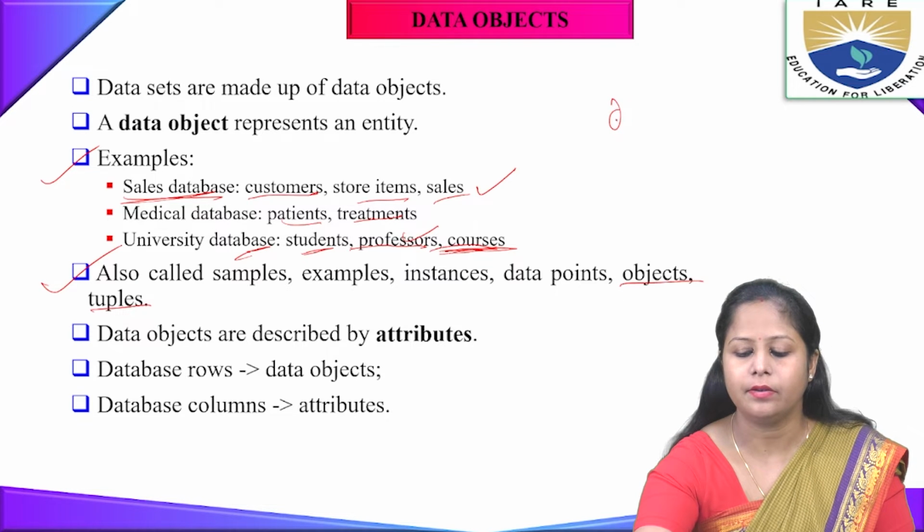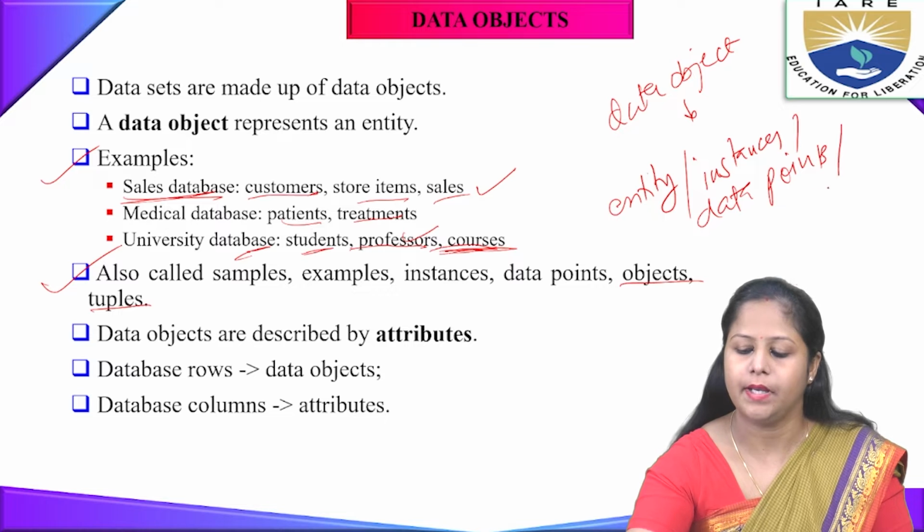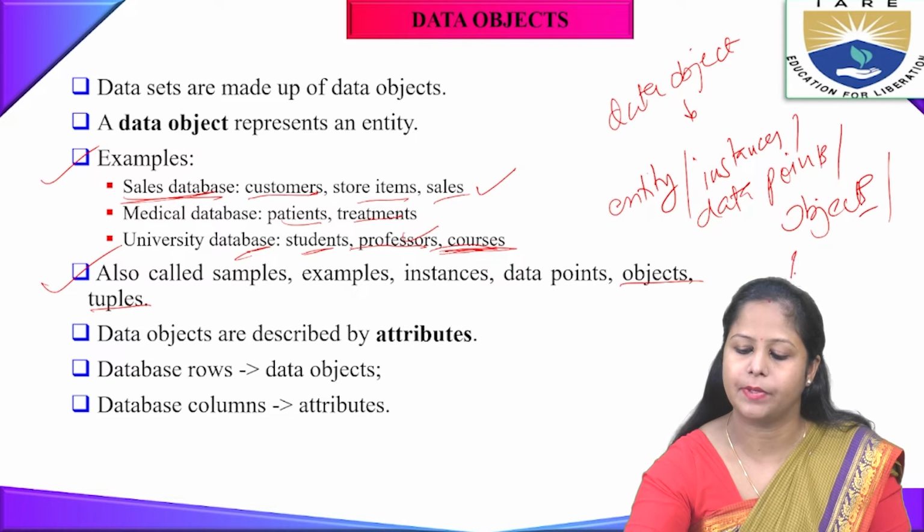So a data object we can also call an entity, instance, data point, object, or sample.